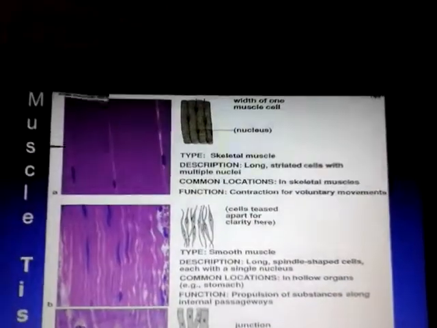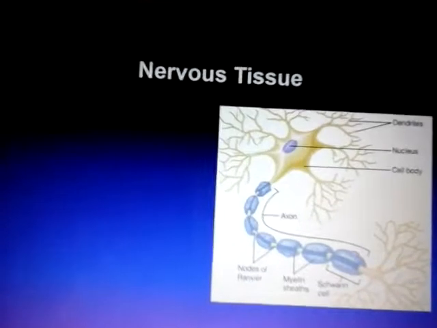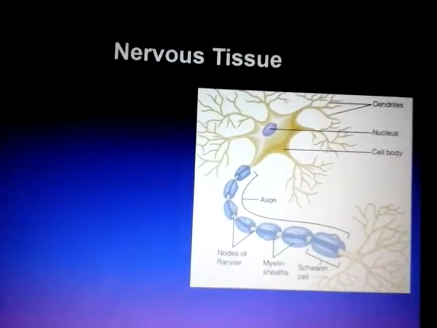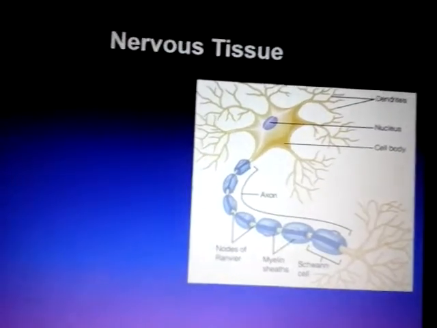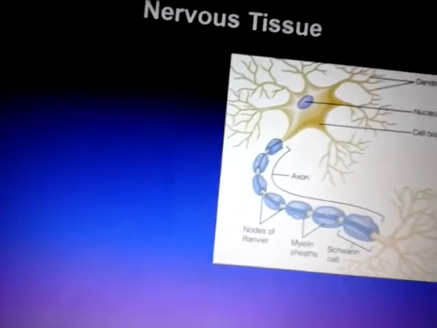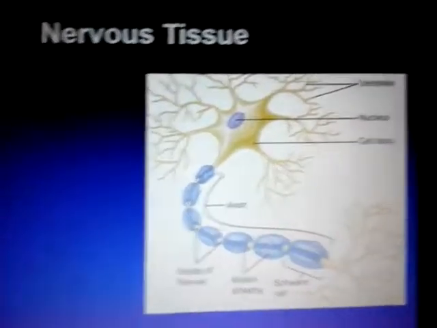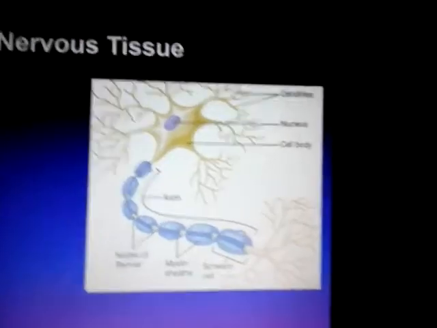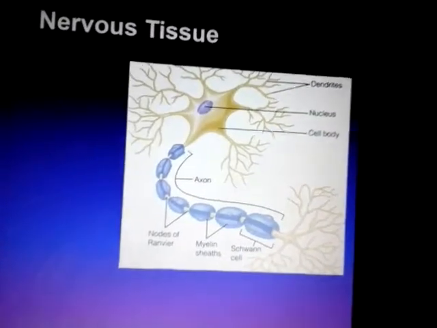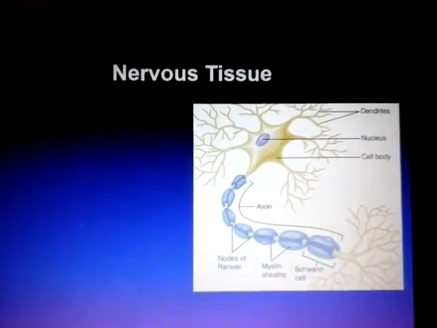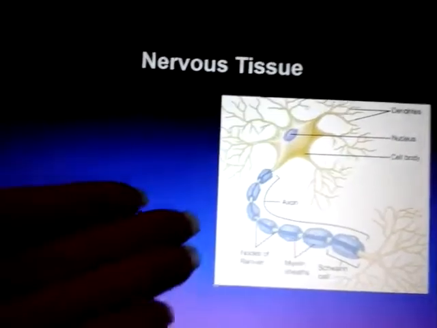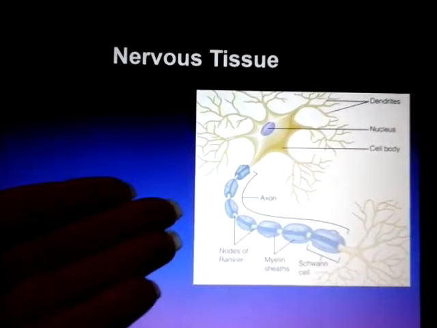The next thing I want to look at is nervous tissue. And nervous tissue is talked about on page 13 in your coloring book. Nervous tissue is in your body to allow you to communicate. Now, nervous tissue basically allows you to make electricity. You're a light bulb.